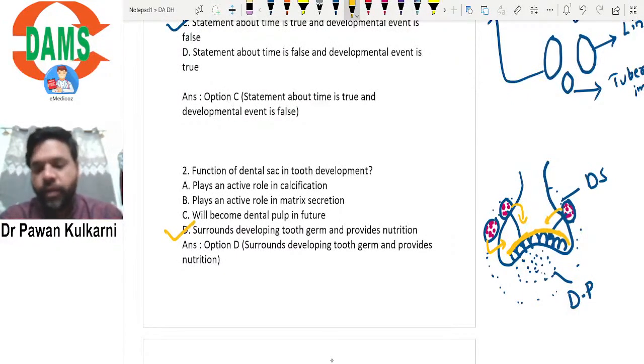These ameloblasts come from basically the inner enamel epithelium. The inner enamel epithelium will become ameloblasts, and finally ameloblasts will lay down the enamel. So that's the second question. The main function of the dental sac is to provide nutrition.